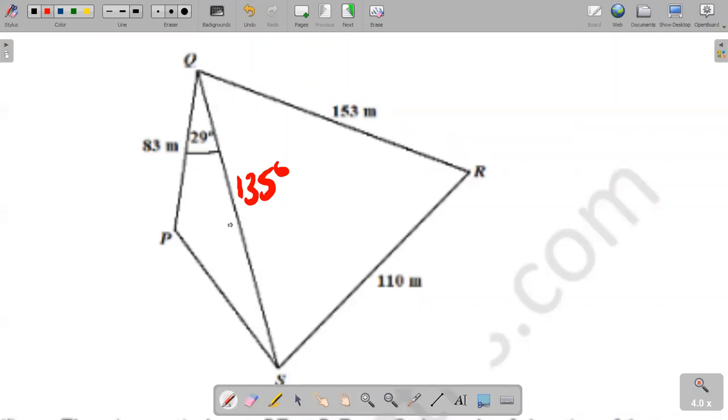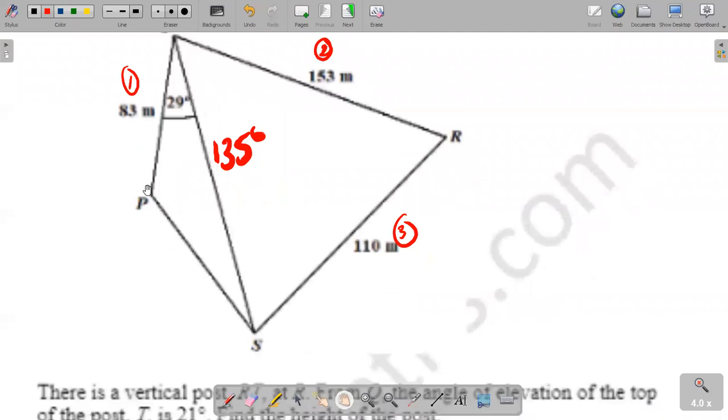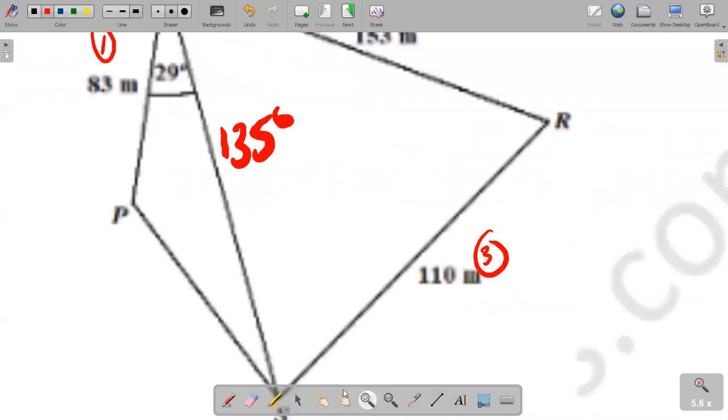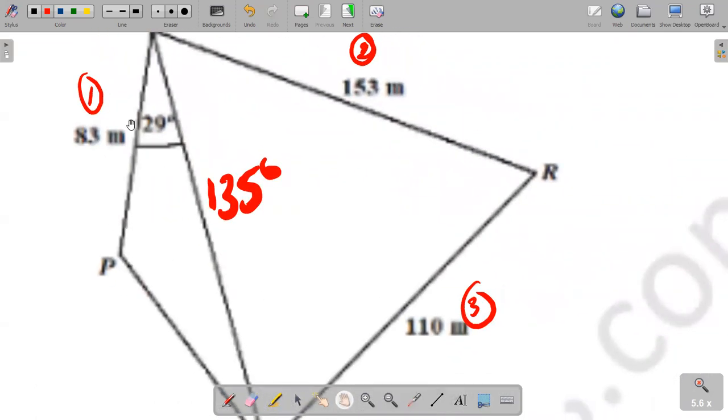So there we go. Do we have all the sides though? We have the first one, the second one, and the third one. So which one is missing? PS is missing. Let's look inside here. Anybody could tell me what rule we have to use to find PS? Where is the angle? Is it between or not between? Tell me which one you think it is: the sine rule or the cosine rule?